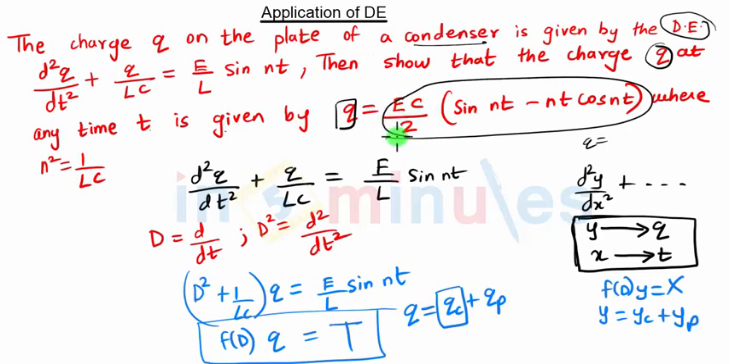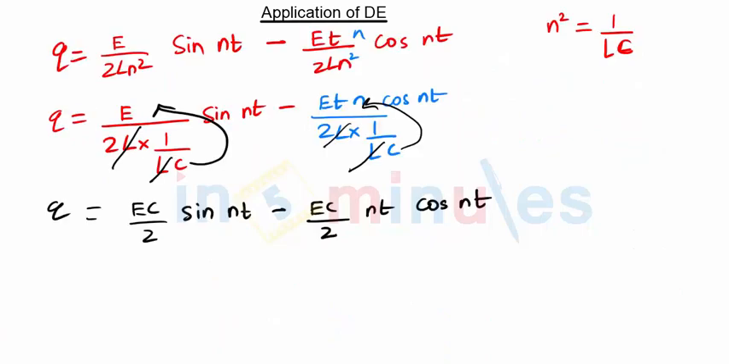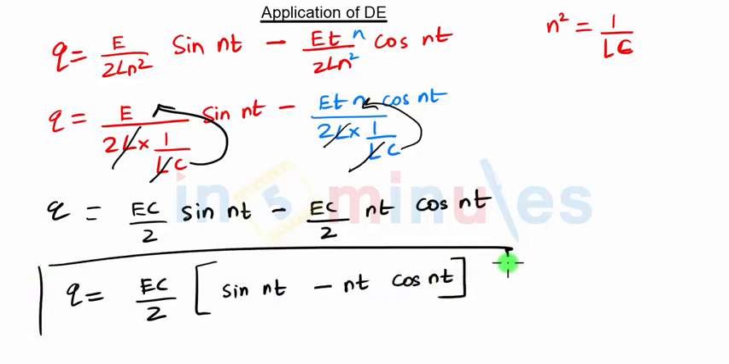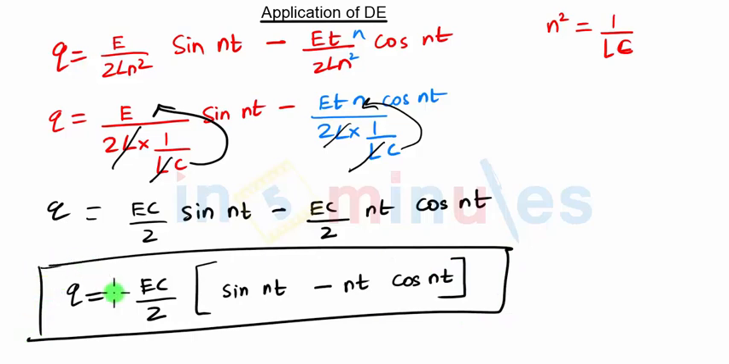So if you observe what we need to find, Q equal to EC by 2 into sine nt minus nt cos nt. So here also if you see this equation is very similar, we just have to take EC upon 2 common, then we get sine of nt minus nt cos of nt. So this is our final solution, and this is how we solve the problem on application of differential equation.